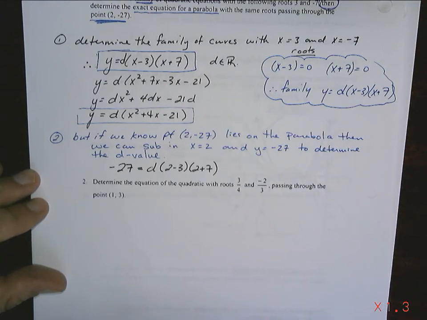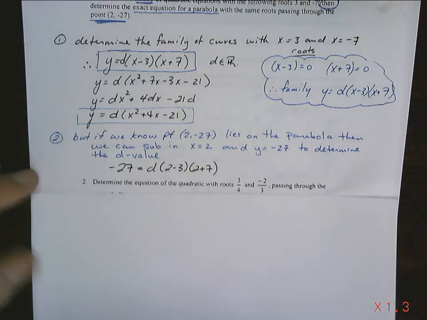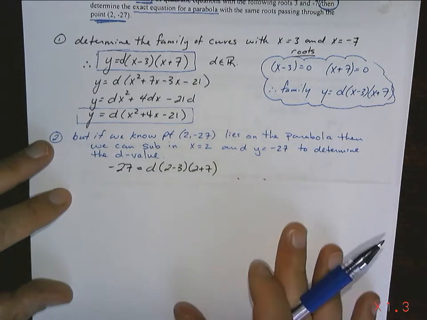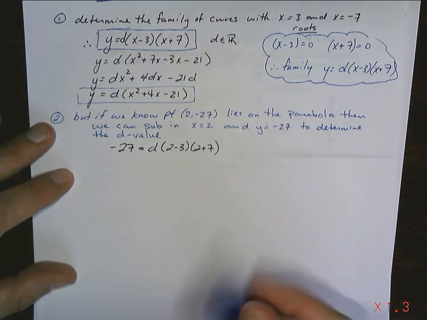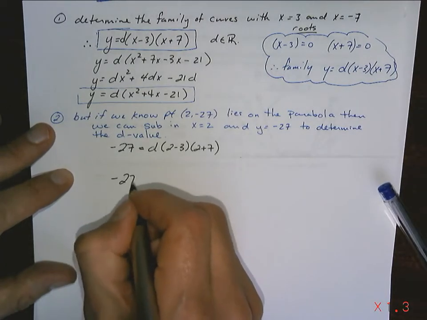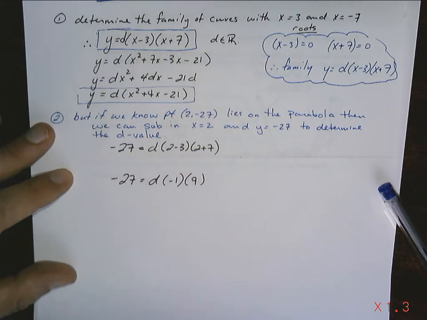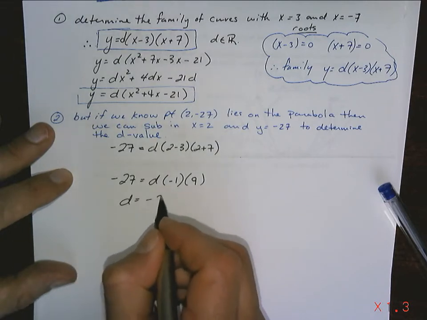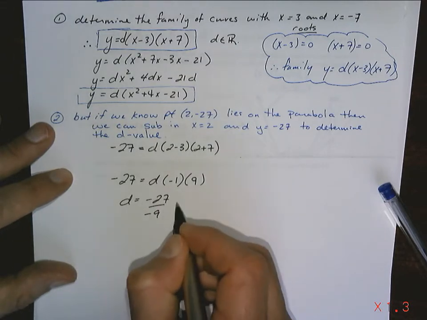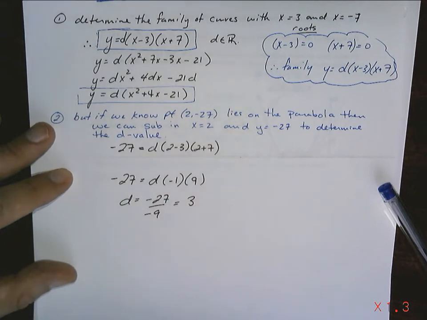Now, I am very quickly running out of room. Do you have more room? Okay, so if I attach a little sheet here, can I do this and you still have some room? Yeah. Negative 27 equals d minus 1 times 9. D is going to equal negative 27 divided by negative 9, which is 3. Okay, spend some time and look at that.